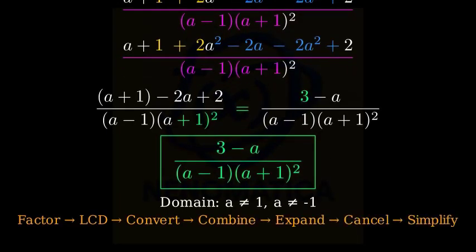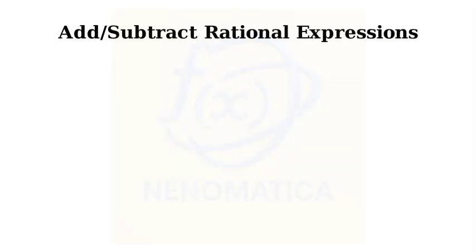Factor denominators, choose the least common denominator, convert each term, combine the numerators, expand, cancel like terms, and simplify. In this lesson, we will add and subtract rational expressions by factoring, building a common denominator, and simplifying step by step. We'll work through one example together.